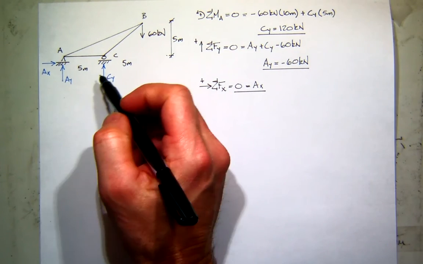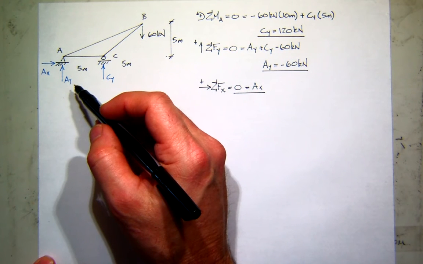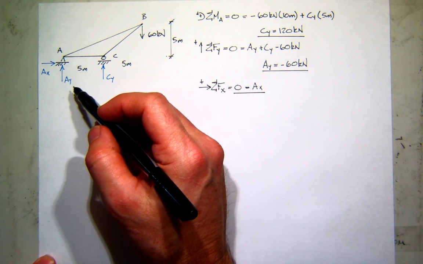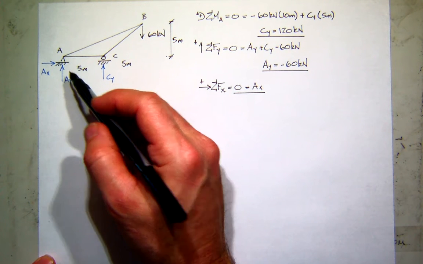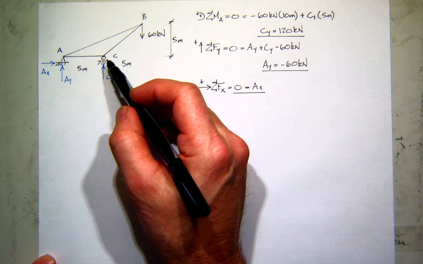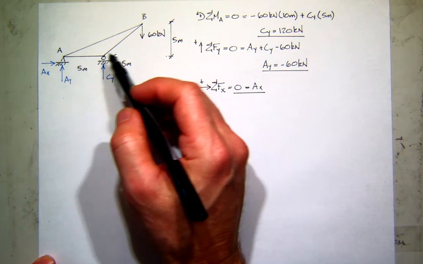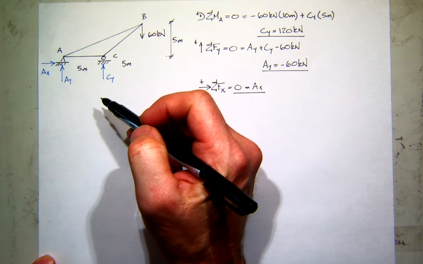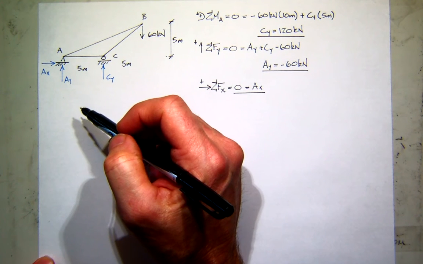So now that I know my reactions and I'm doing method of joints for this problem, where should I start? Well, let me ask you this. Can I start at A? Yes. Can I start at B? Yes. Can I start at C? Yes. Why? Every one of those, they all have 2 remaining unknowns. Now, it's your job to think, well, what's going to be the easiest one to do?